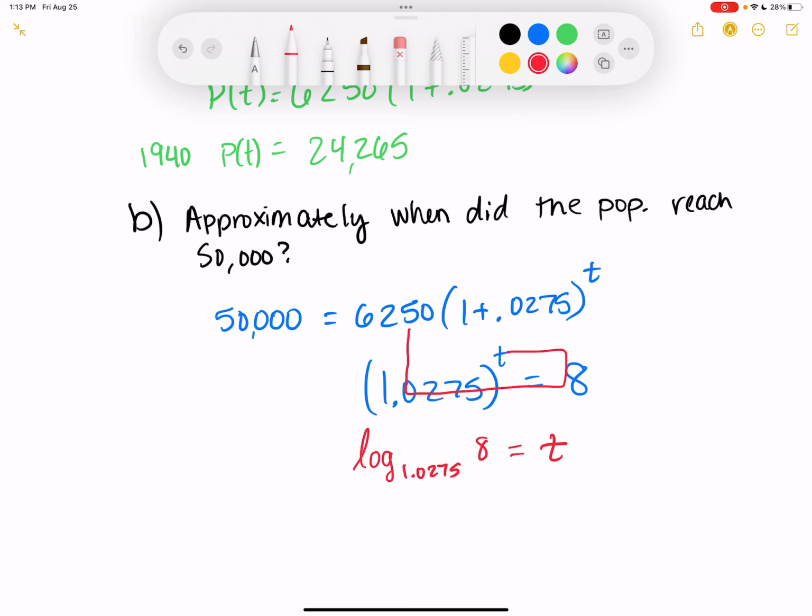So what do you do? Where's this thing? So math and then arrow up to log base.